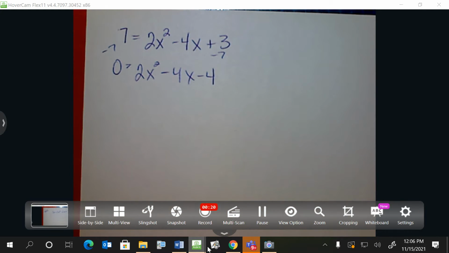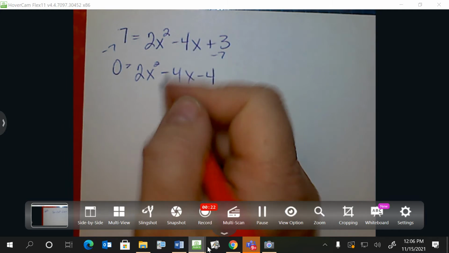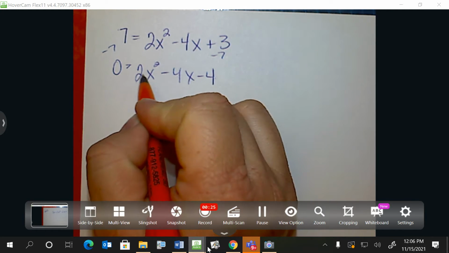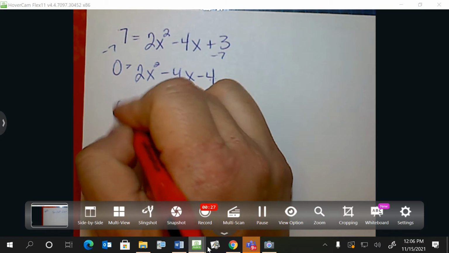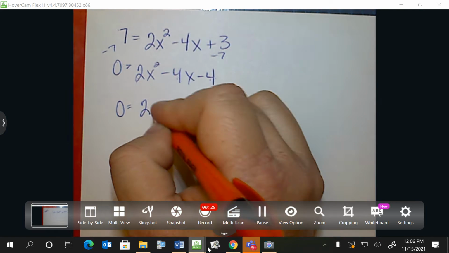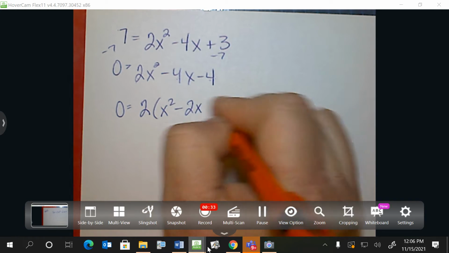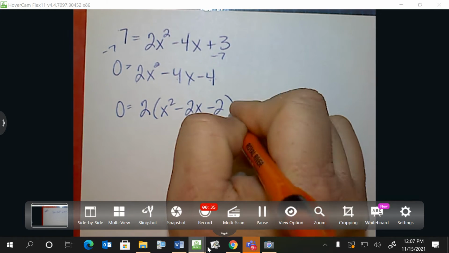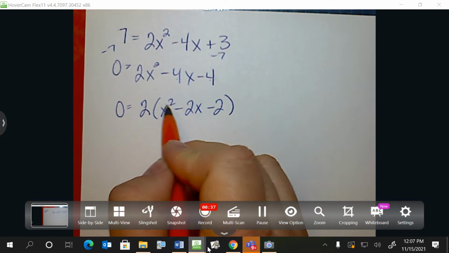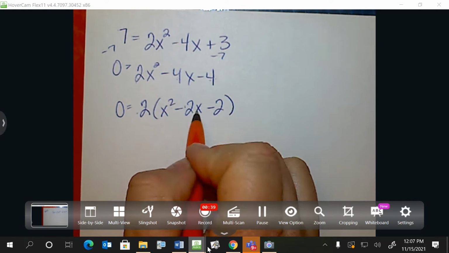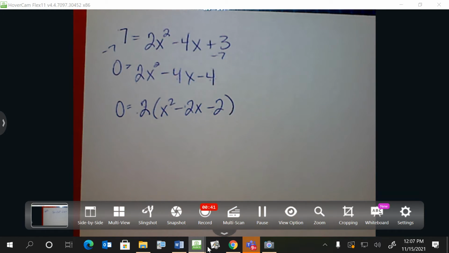Okay, and then I'm looking, is it possible to factor something out? So I can see 2, 4, and 4. The highest number that divides into 2, 4, and 4 would be 2. I want to make sure I do this right. 2 times 1, attach x squared. 2 times negative 2, attach 2x. Okay, so can I do more? I'm checking to see is this factorable.